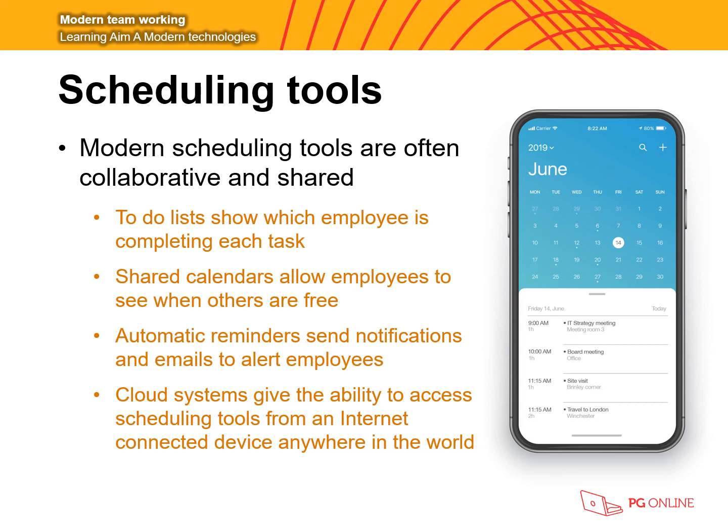Employees could have to-do lists so they know which tasks to complete in which order. You can share calendars so each employee can see when other people are free to hold their meetings. And the cloud system also gives the ability to access scheduling tools from internet devices anywhere in the world. So if you are out of the office, you can still use scheduling tools to identify which other members of staff are available that are inside the office.